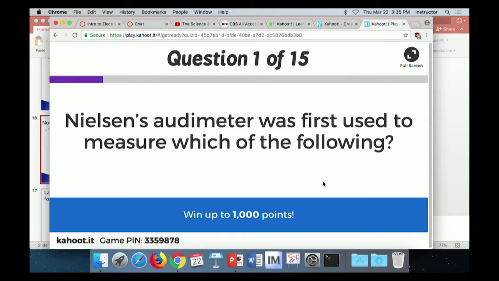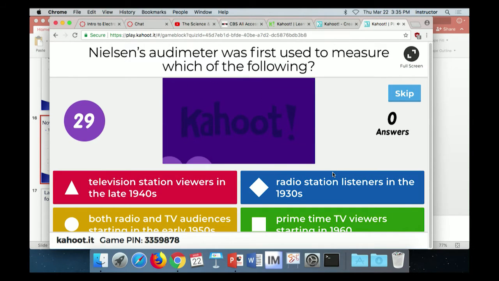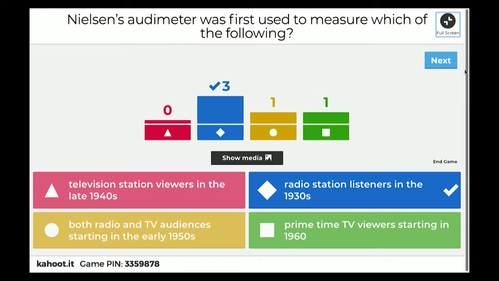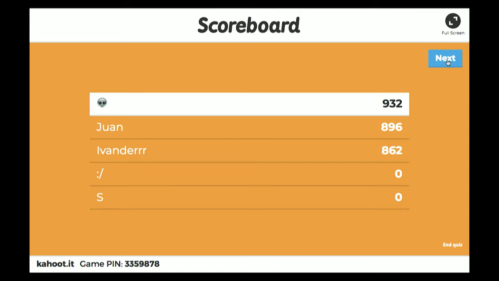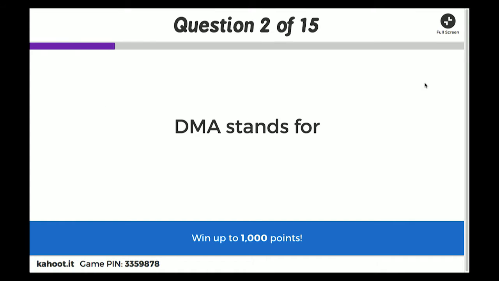We are. Nielsen's audiometer was first used to measure which of the following? Correct answer, radio station listeners in the 1930s. Okay. 3 people got it? Okay. So just remember, when Nielsen came around, there was no TV yet.